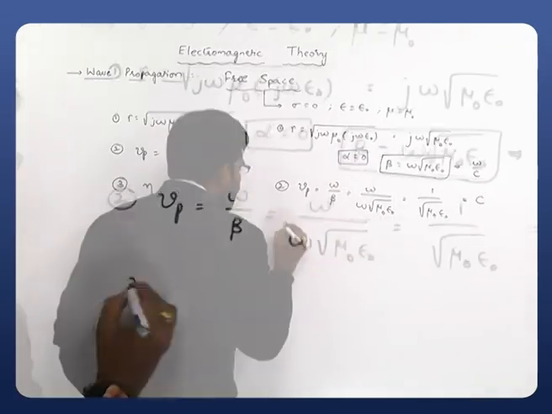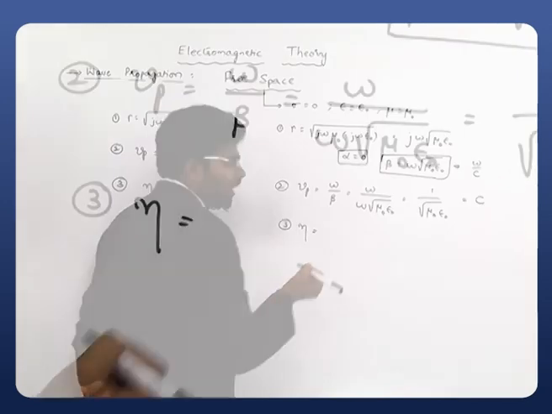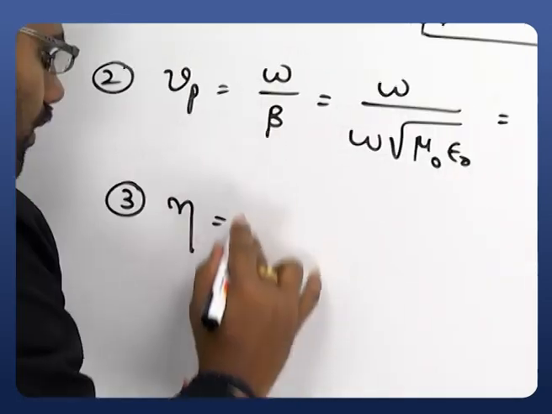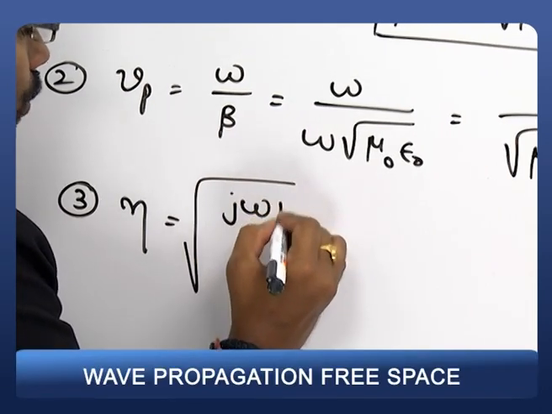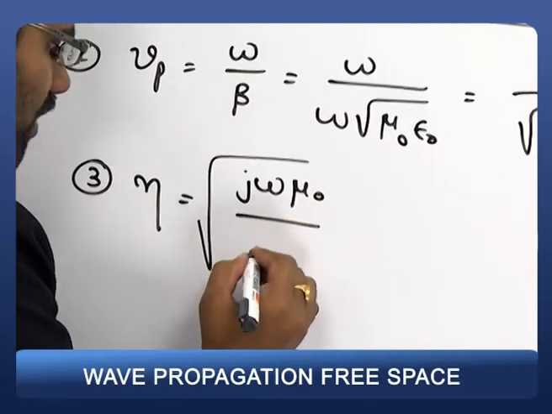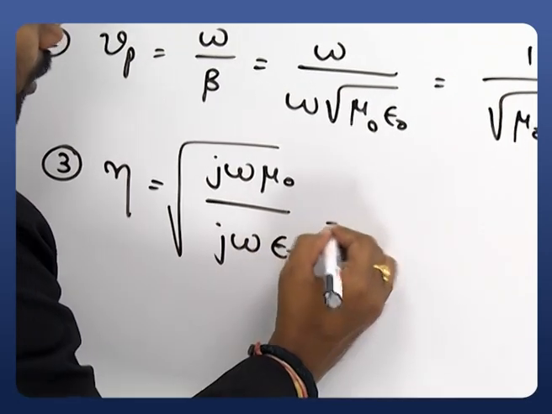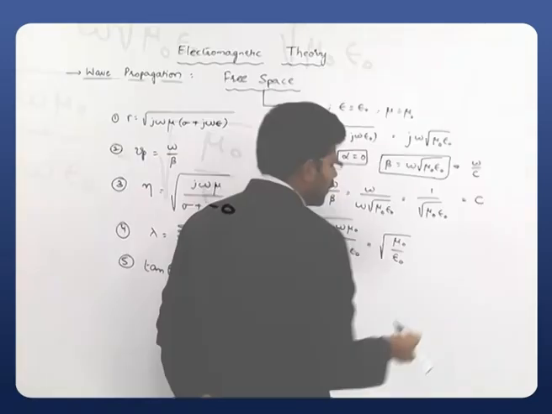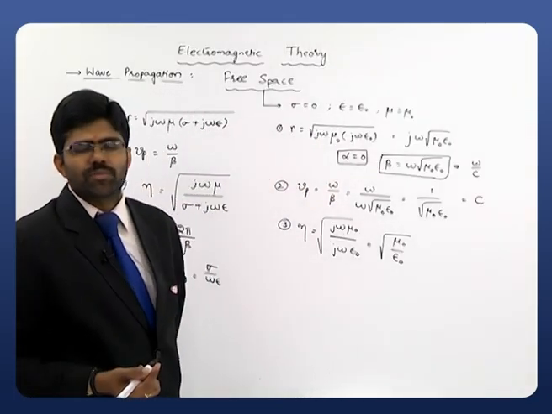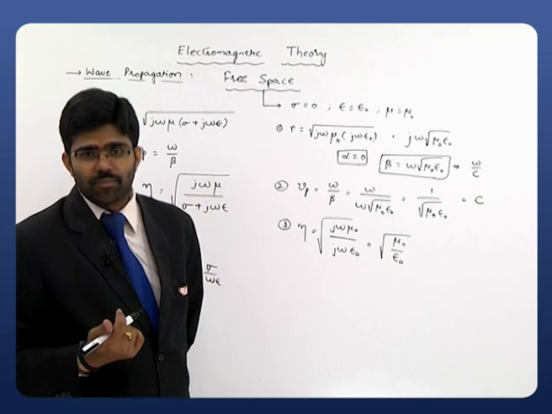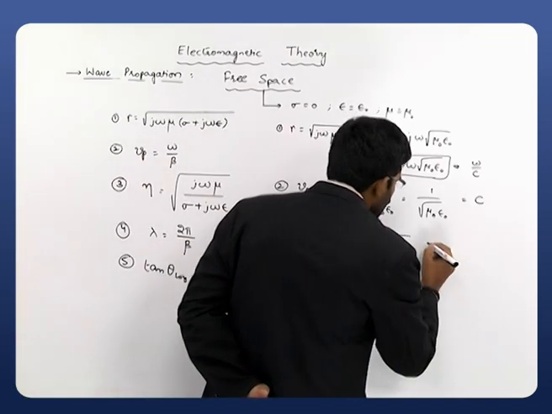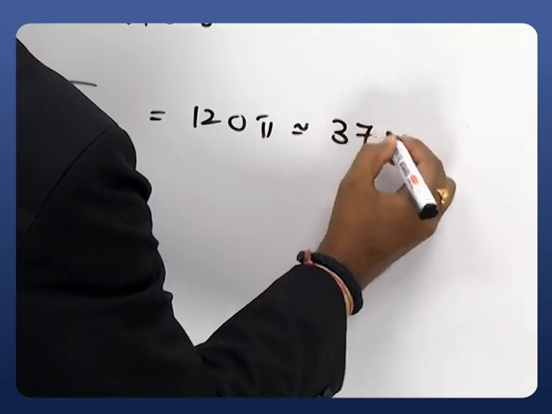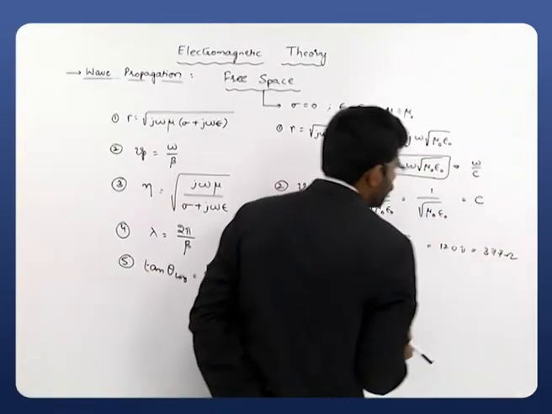And the third one is the intrinsic impedance of free space, which is equal to under root j omega mu naught divided by sigma plus j omega epsilon naught, where sigma is 0, which equals under root mu naught by epsilon naught. If you substitute the mu naught and epsilon naught values, you will get a constant. That constant is simply equal to 120 pi, or approximately 377 ohms.